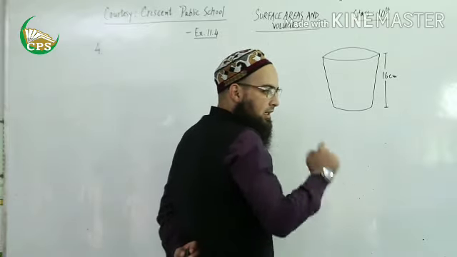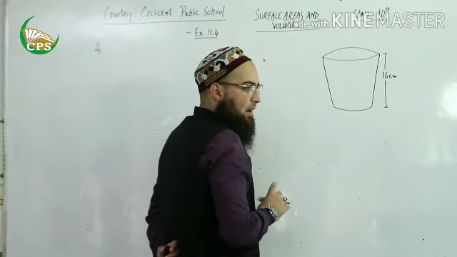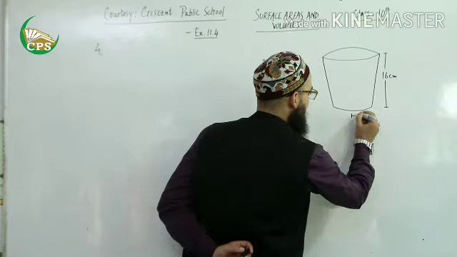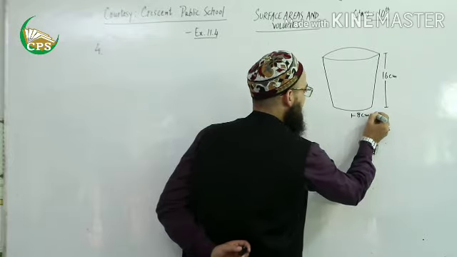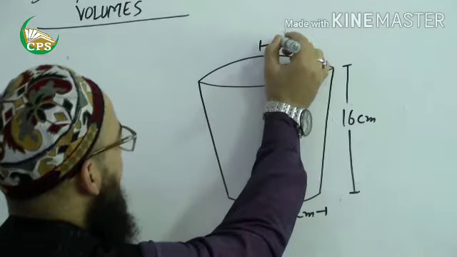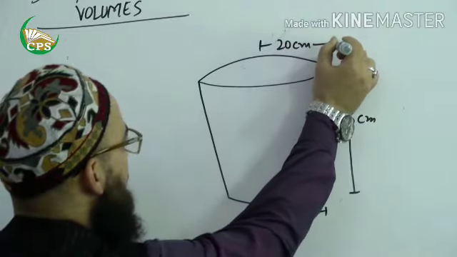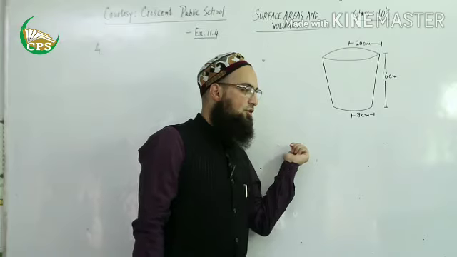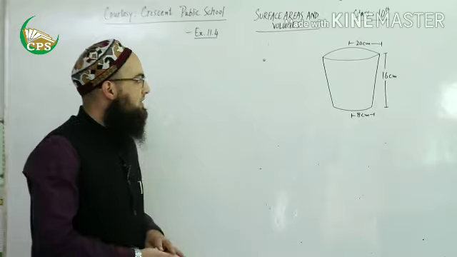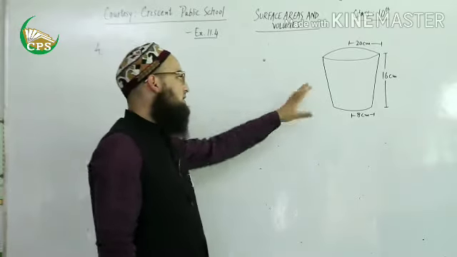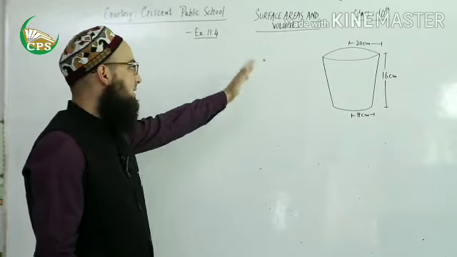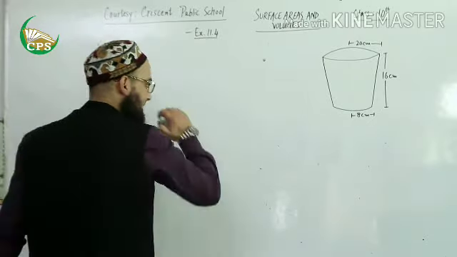Then with radii of its lower and upper ends as 8 and 20 respectively. So the radius here is 8 centimeter, here is 20 centimeter. Find the cost of the milk which can completely fill the container at the rate of rupees 20 per liter. Now that means we need to find the volume of this. By volume we'll get it in cubic units, then we can convert to liters and go accordingly. Now let us see how.